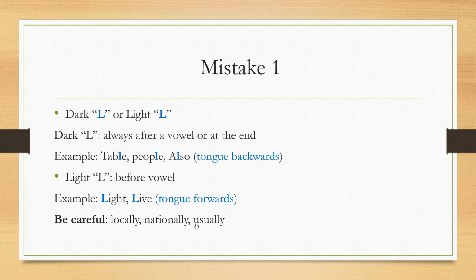Sometimes you have certain words with the dark L, but when they become adverbs, the pronunciation has to change as well, such as in locally, nationally, usually. Okay, we say local, national, usual, but we don't say locally, nationally, usually with the dark L. No, we say locally, nationally, usually. And this is the case with all the adverbs in this way.